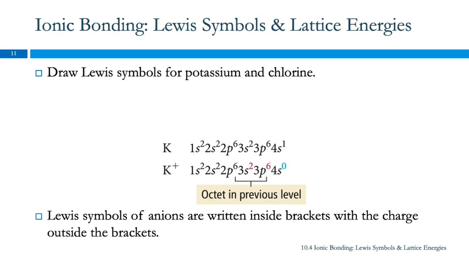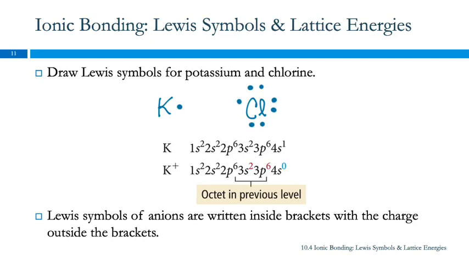So we can look at ionic bonding with Lewis symbols. We can draw Lewis symbols for potassium and for chlorine. The symbol for potassium is K, and how many valence electrons does potassium have? It has 1, it's in group 1, so 1 dot. And then chlorine is Cl, and how many valence electrons does it have? 7. 1, 2, 3, 4, 5, 6, 7.